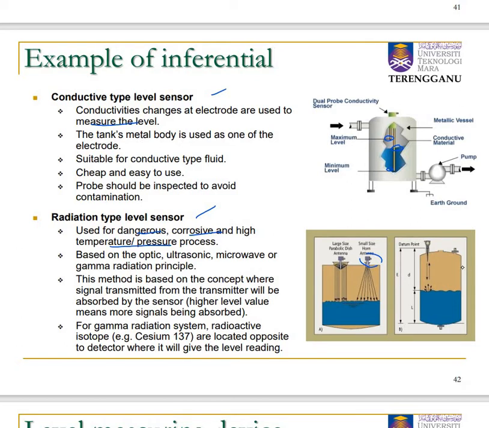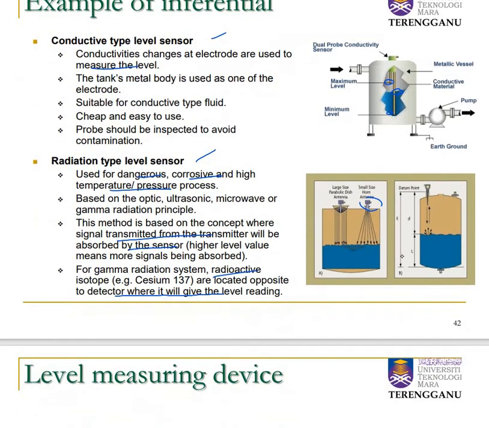So basically the method is where the signal transmitted from the transmitter will be absorbed by the sensor. For this radiation we use a radioactive isotope such as Cs-137. It's located opposite to the detector where it will give the level reading.